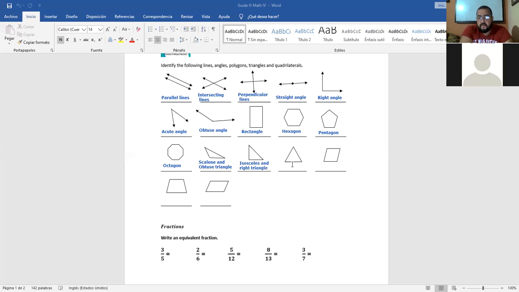This third one, according to the sides, the three sides have the same length and the three angles are acute. So it's an equilateral because all the sides have the same length, and it is acute because all the angles are acute angles. Equilateral and acute triangle.